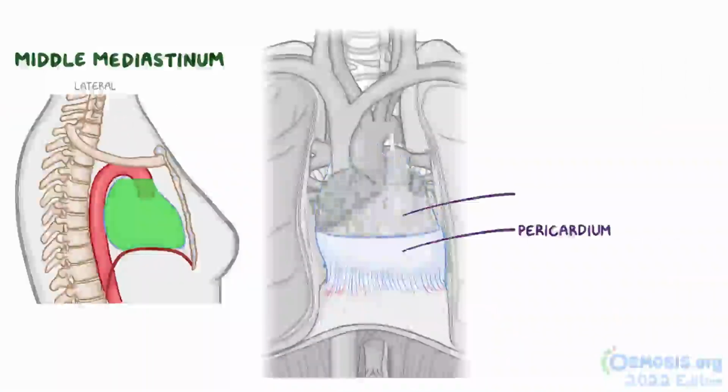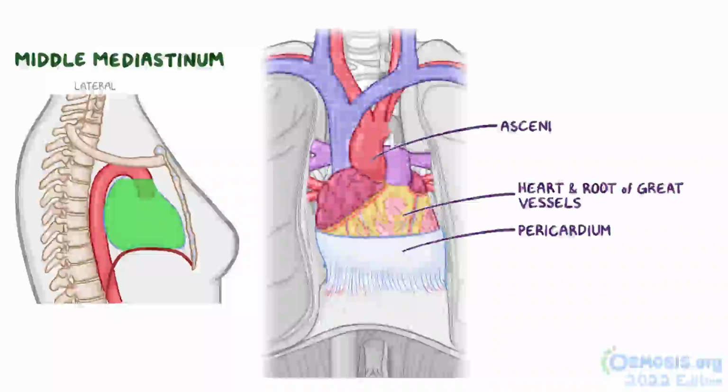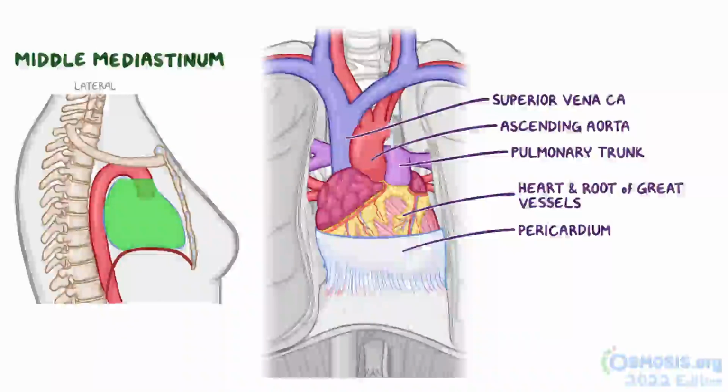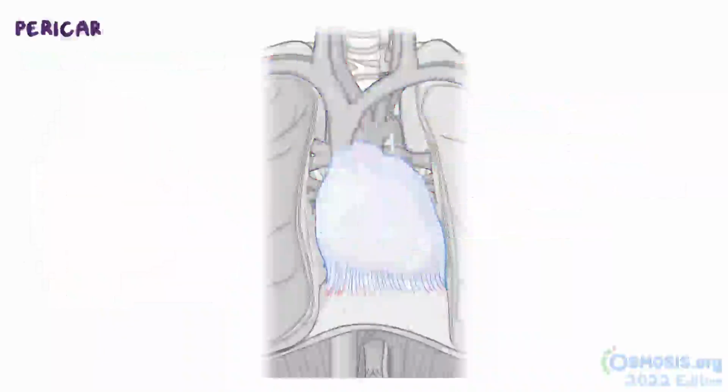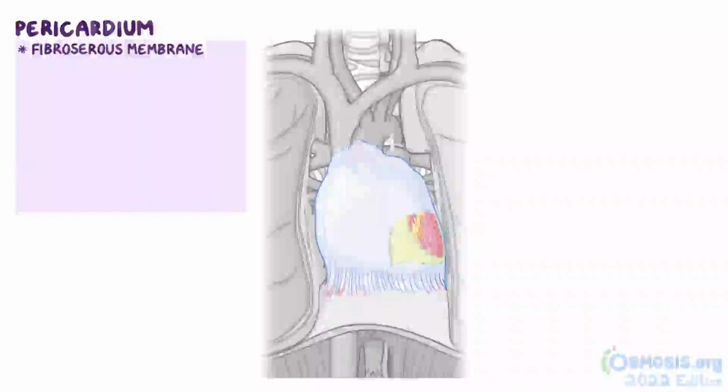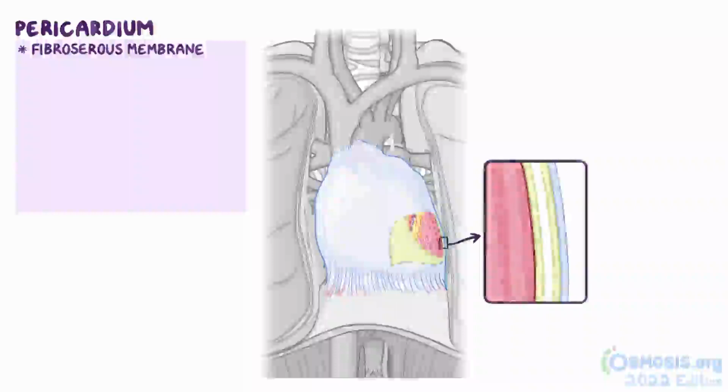Next, let's focus on the middle mediastinum, which includes the pericardium, heart, and roots of its great vessels, such as the ascending aorta, pulmonary trunk, and superior vena cava. Let's take a look at the pericardium, which is a fibroserous membrane that covers the heart and the beginning of its great vessels. It's a closed sac with two layers, an external one called the fibrous pericardium and an internal one called the serous pericardium.